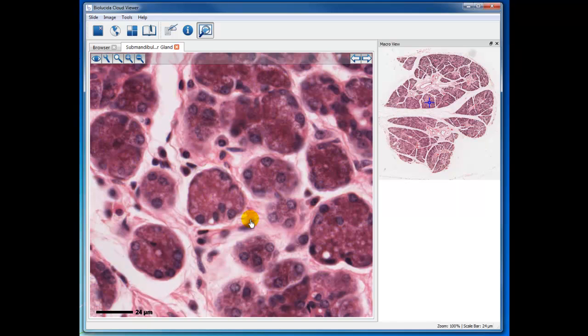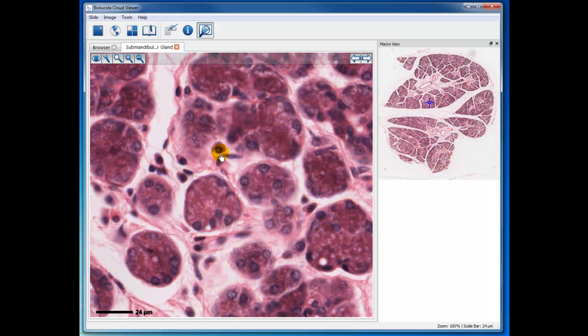And of course, surrounding each of the acini, there's connective tissue, and occasionally you'll be able to get a good view of a plasma cell. This is probably a plasma cell here, and maybe this one, because within the salivary gland connective tissue, plasma cells exist, and they provide immunoglobulins that are also a part of the saliva.